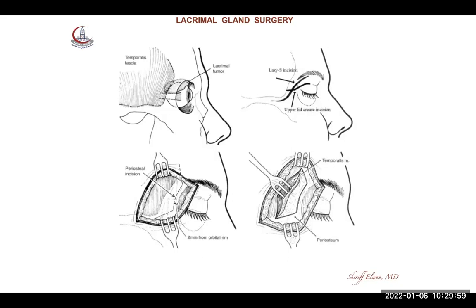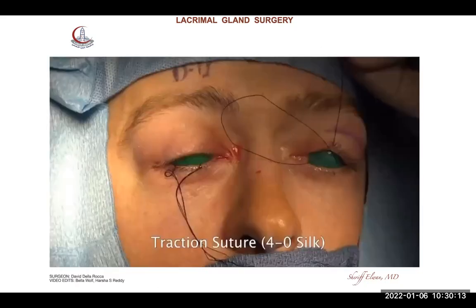And if you separate the periosteum from the bone, you can go into the anterior part of the deep orbit, so as to expose the gland.